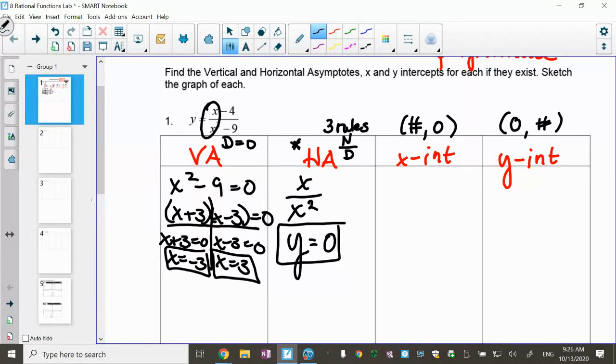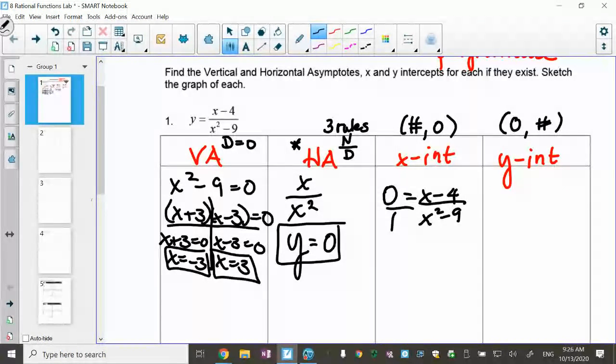Here, if I want to find the x-intercept, so I'm going to erase this here. The x-intercept is a number 0. So what am I putting in for 0? Y. So there's my formula. I say 0 equals (x minus 4) over (x squared minus 9).